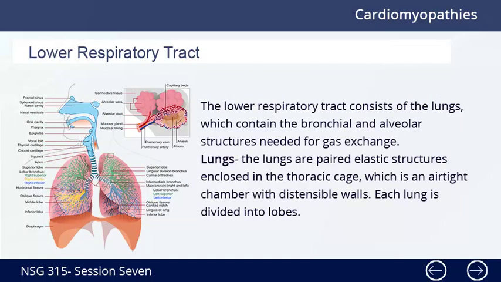Lower respiratory tract. The lower respiratory tract consists of the lungs, which contain the bronchial and alveolar structures needed for gas exchange. Lungs. The lungs are paired elastic structures enclosed in the thoracic cage, which is an airtight chamber with distensible walls. Each lung is divided into lobes. The diagram below is that of the respiratory system.